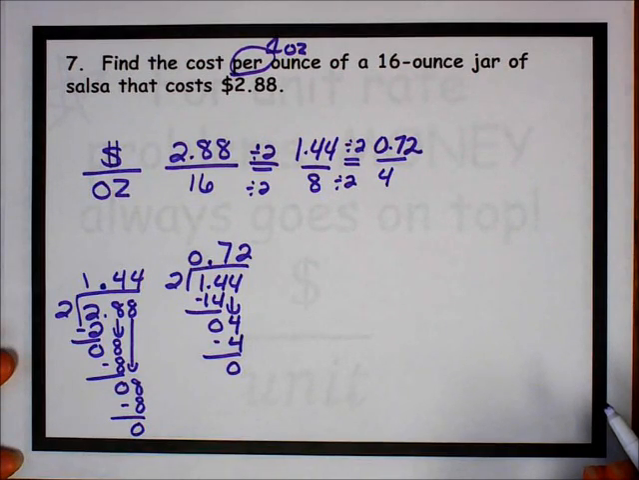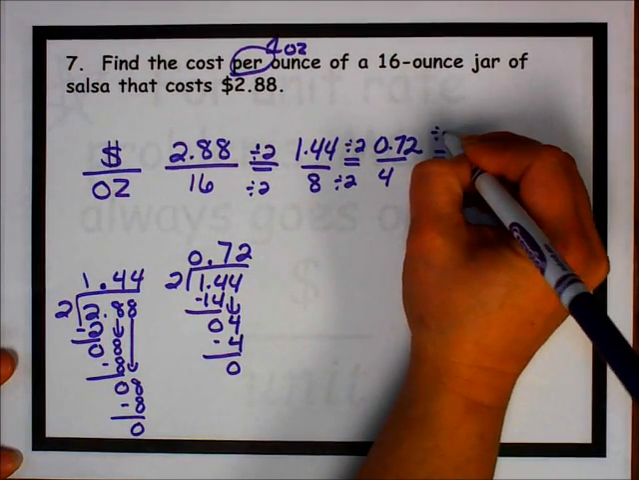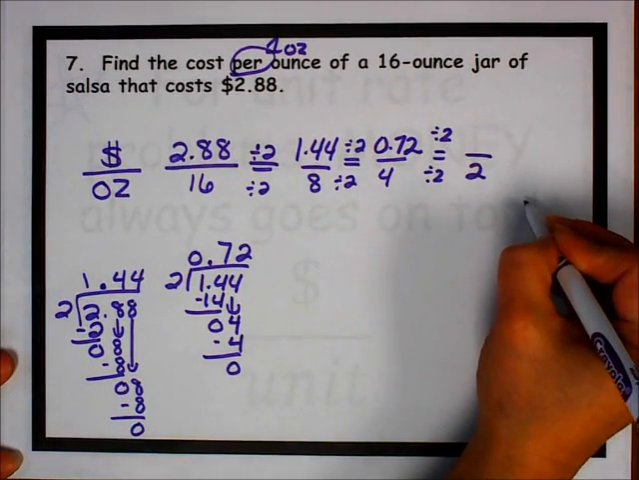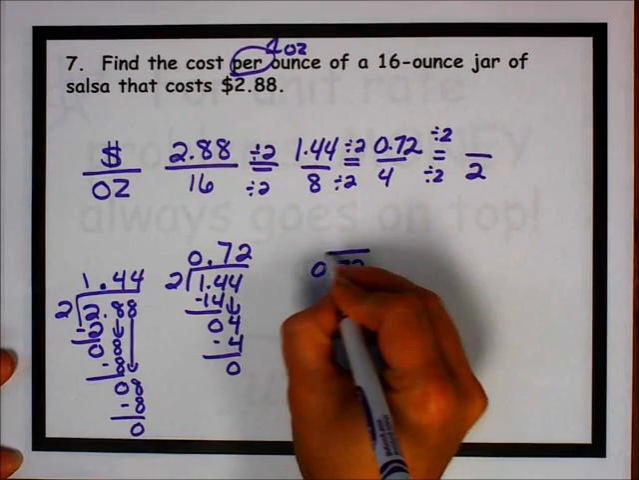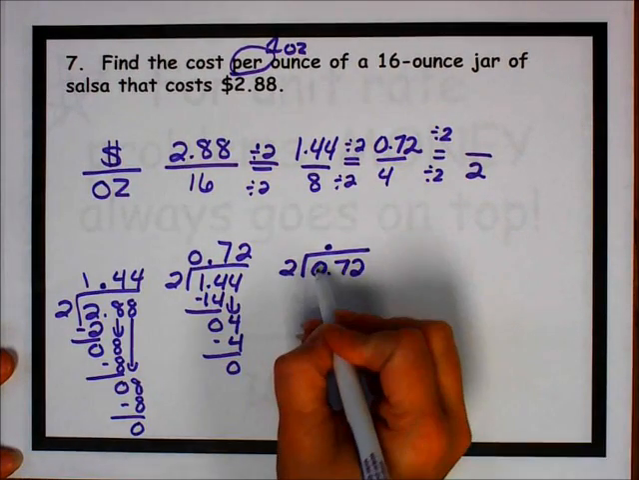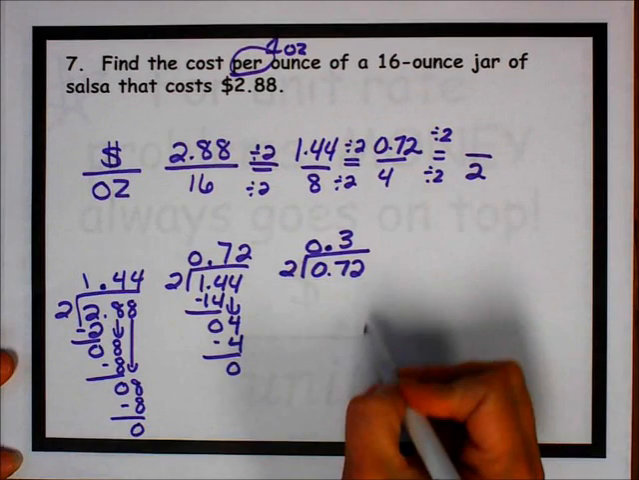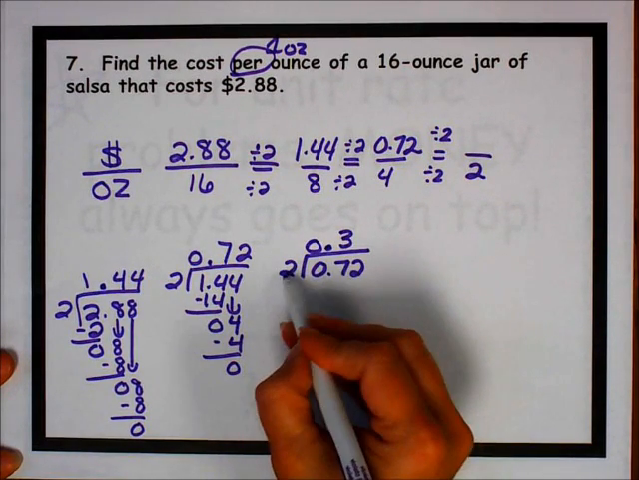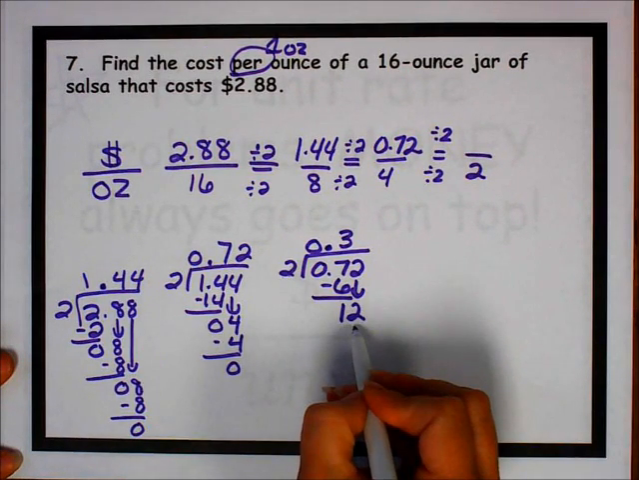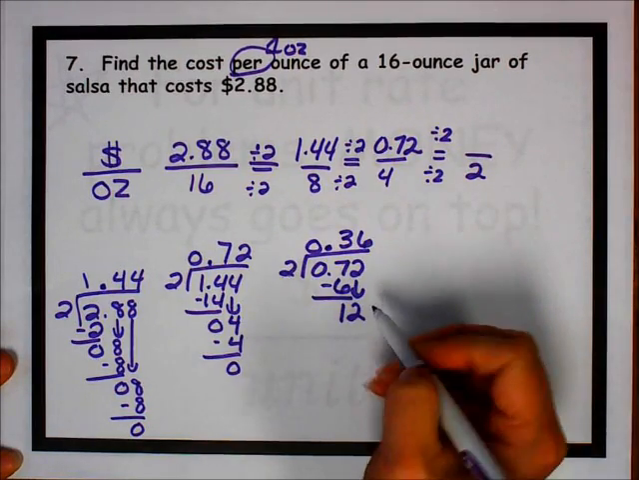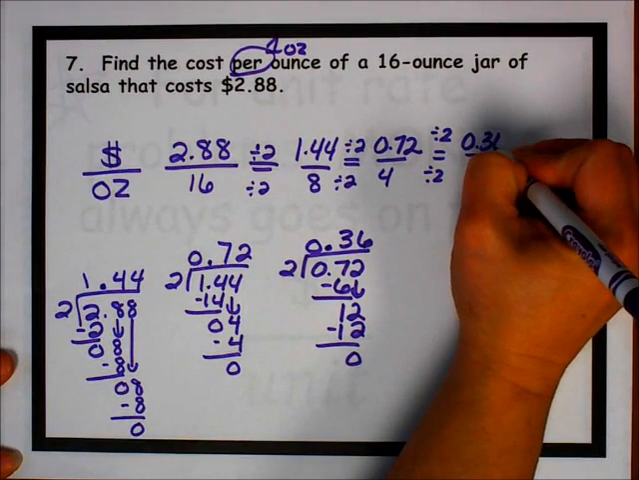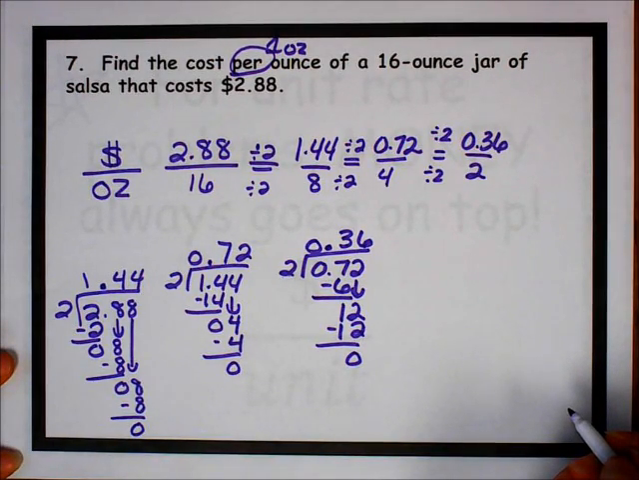I know I can simplify by 2 again because both of my numbers are even again. So 4 divided by 2 is 2. And I'm going to come to the margin again and do my 72 cents divided by 2. Bring my decimal straight up. 2 will not divide into 0. 2 will go into 7 3 times. 3 times 2 is 6 with 1 left over. Bring down the 2. 2 divides into 12 6 times. 6 times 2 is 12 with none left over. So now I have 36 cents over 2.